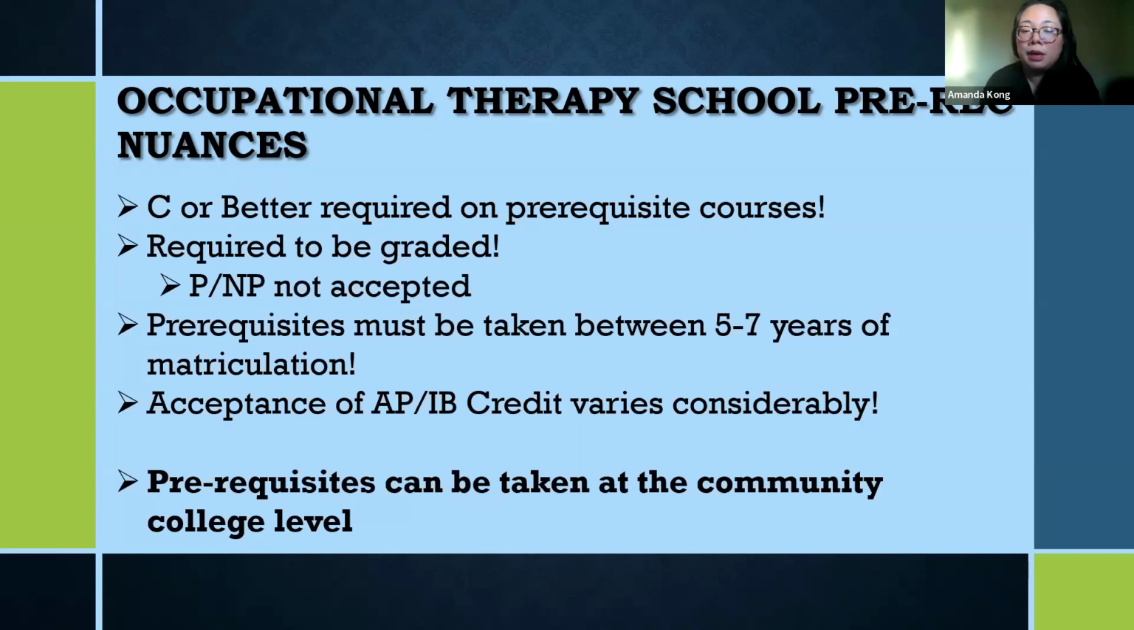You should also be aware that prerequisites can expire. So usually anatomy and physiology is required to be taken within 5 to 7 years of entering your OTD program. Right, so be aware of that in terms of your application process. Not all programs accept AP or IB credit, so it's always good to, again, do that research and double check. And then again, just a friendly reminder, you can take these prerequisites at the community college level.